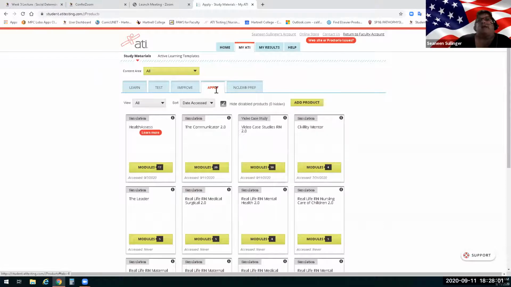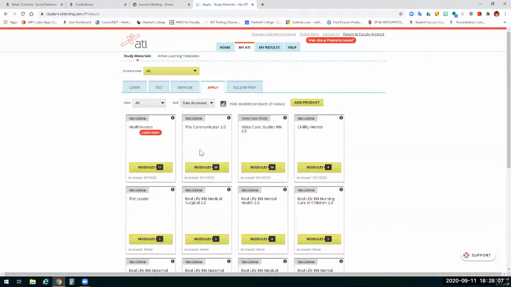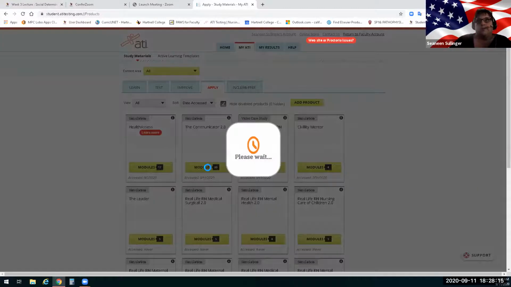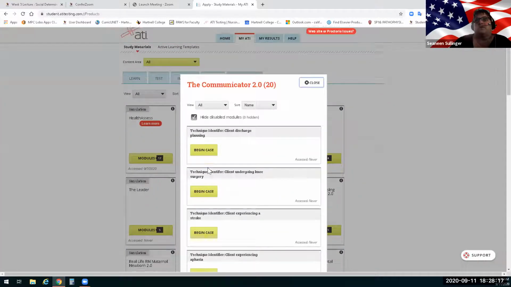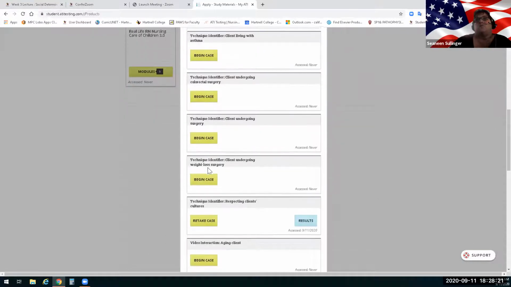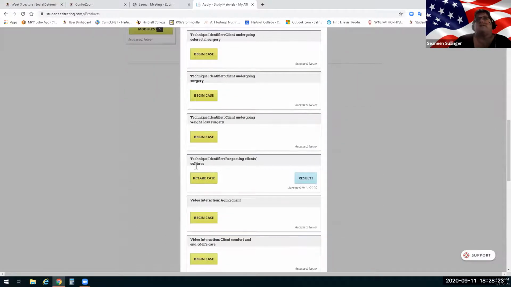Go into the Apply tab, and you're going to go to Communicator, the Communicator 2.0. So breakout groups, ATI, Communicator 2.0, and go to the module that is the technique identifier, respecting clients' cultures. Right there, respecting clients' cultures.